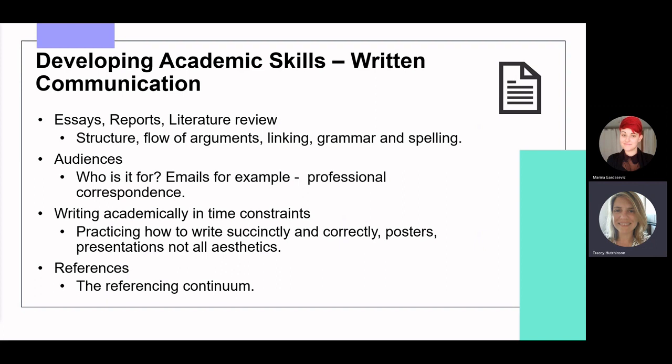Who is the written communication for? So who is the audience? So how do they communicate in a professional manner? A key area of focus also could be how to communicate in time constraints so that academic skills are kept high when time allowed in assessment is not unlimited.